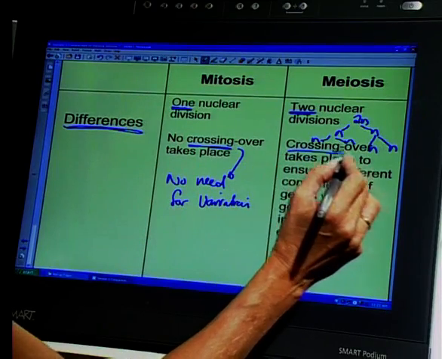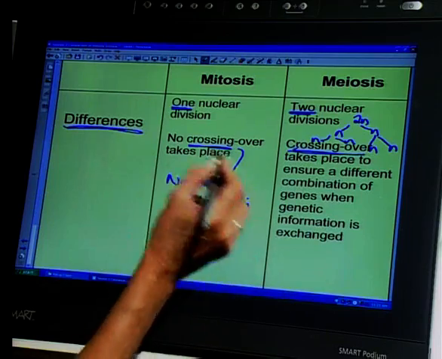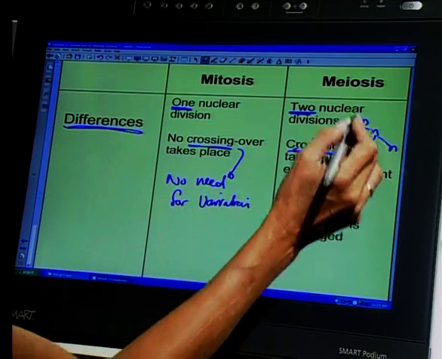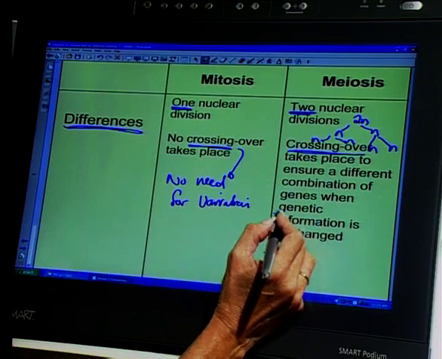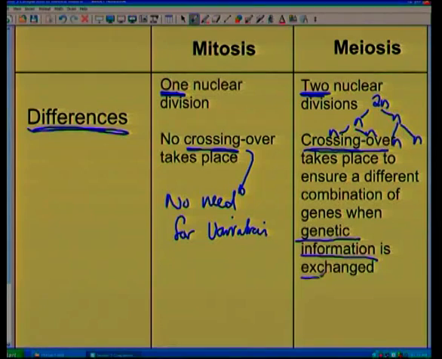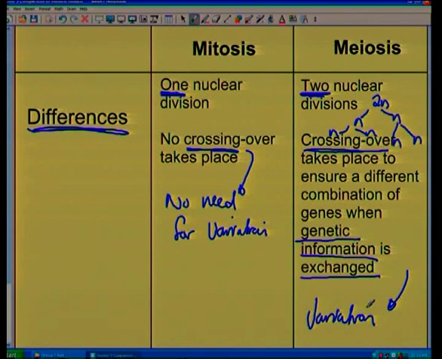Now, crossing over is essential. Why? Here we didn't need variation, but for meiosis, we definitely do. We want genetic information that is exchanged. Why? Because we want variation. And all you have to do is look at your brothers and sisters.